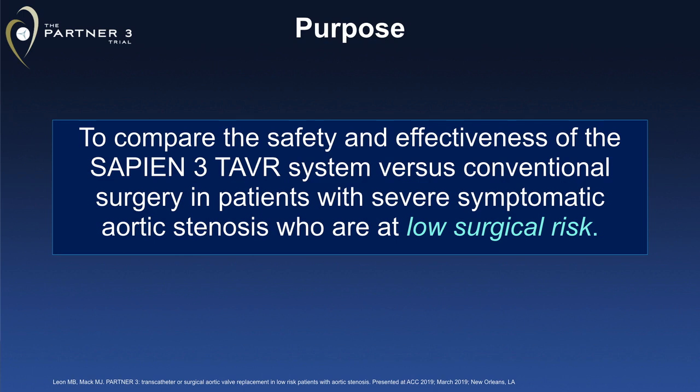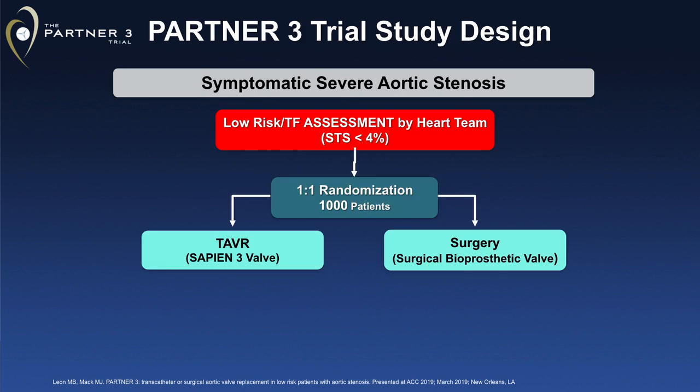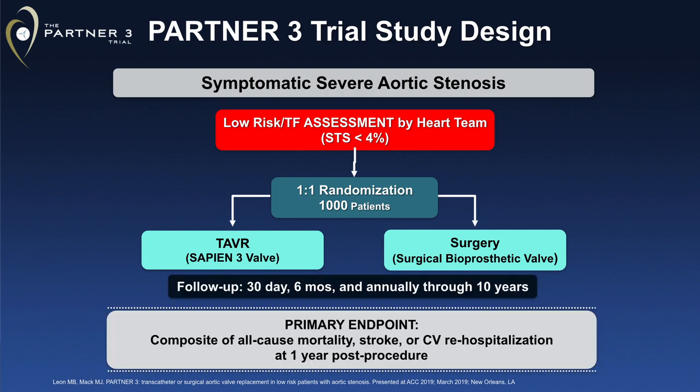So the design was to capture these symptomatic patients. Low risk was assessed by a heart team, and they use a common morbidity and mortality score that's used by surgeons to counsel patients on the risks of surgery. And it was defined as a morbidity and mortality risk less than 4% from surgery. They were randomized to either TAVR or traditional surgery, specifically with a tissue valve. So none of these patients received mechanical valves. And follow-up is at 30 days, 6 months, and then annually until 10 years.